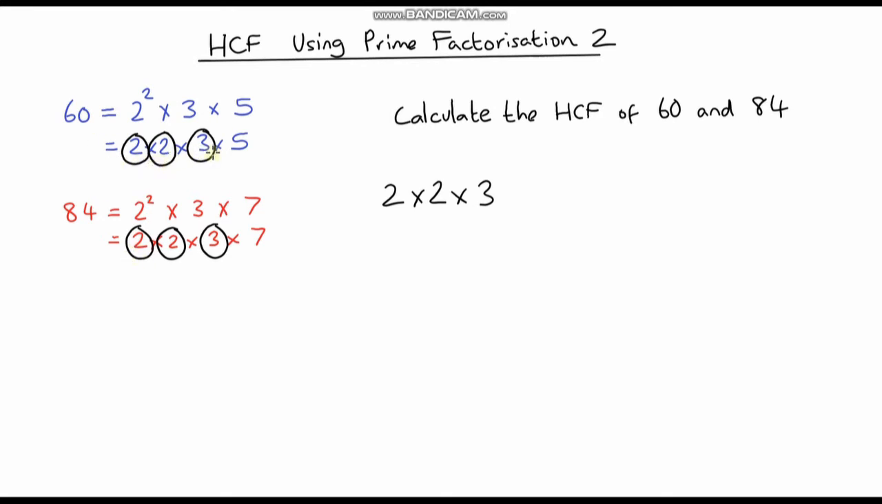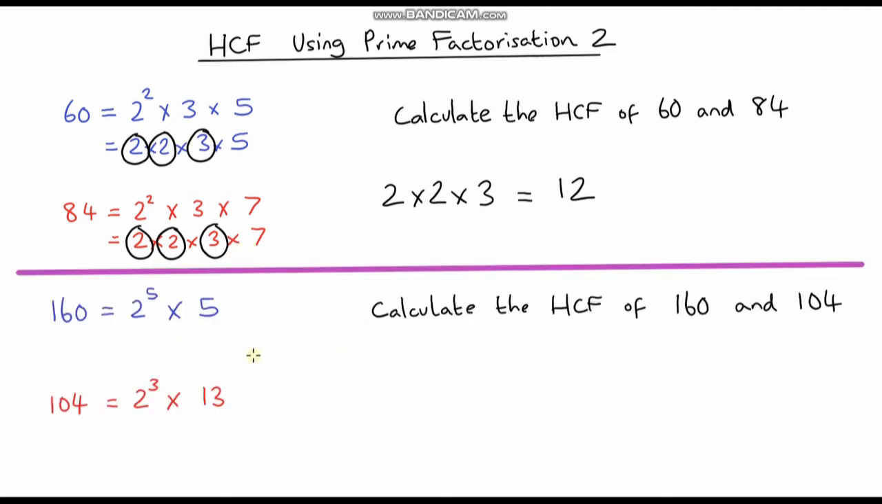60 has 2 times 2 times 3. 84 also has 2 times 2 times 3. And they don't have anything more in common. So the highest common factor is 2 times 2 times 3, which we can just calculate. 2 times 2 is 4. 4 times 3 is 12. So what we've effectively done is we've calculated the highest common factor using what we know about prime factorisation.